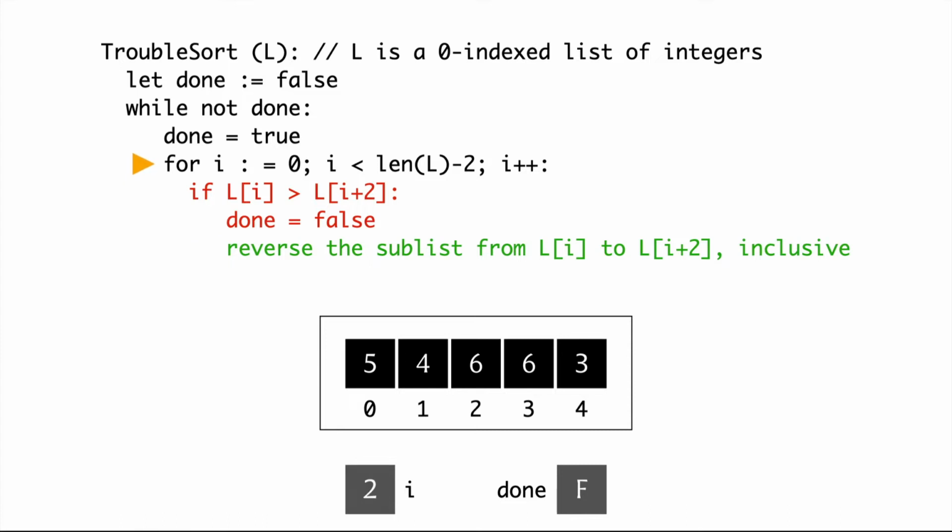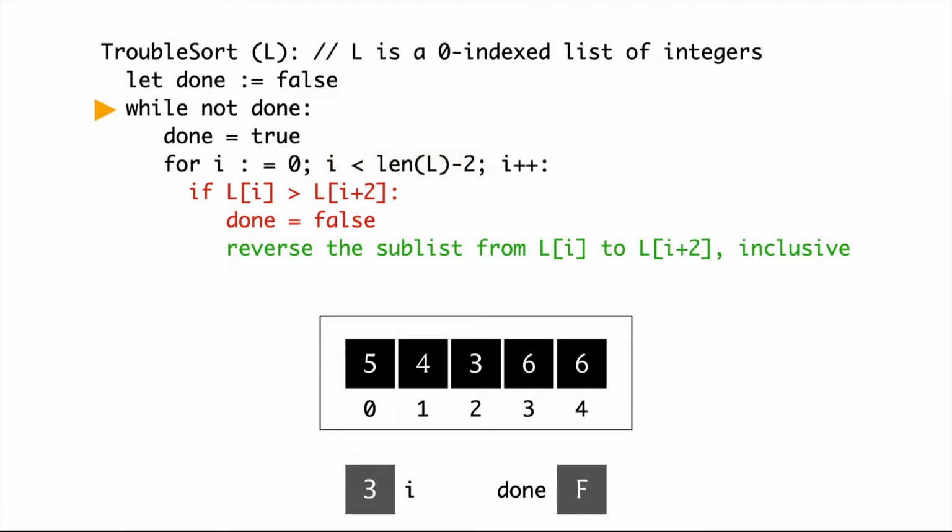At this point I gets incremented to 2, and we are comparing the elements at L of 2 and L of 4, and once again notice that 6 is greater than 3, so the conditional will trigger. Done is already false, so we don't have to do anything there, but we do have to execute the swap. So at this point the array looks like 5, 4, 3, 6, 6, and now if we go back to the start of the for loop, I is incremented to 3, but notice that there is no triplet that starts from L of 3, and in particular we've just run out of room. So this iteration is done, and we now go back to the while loop.